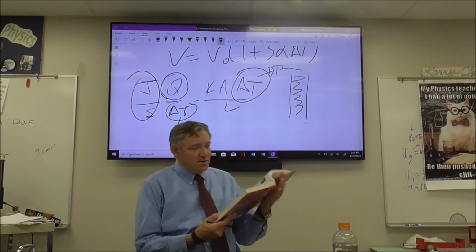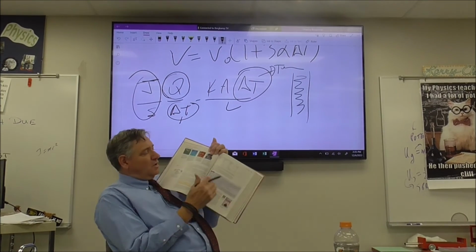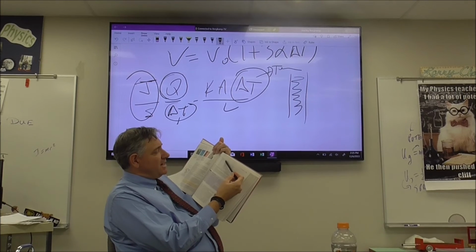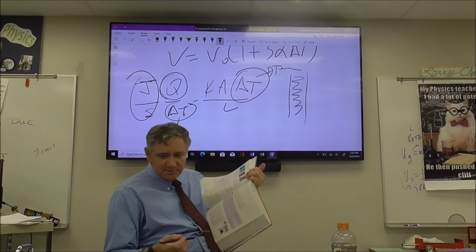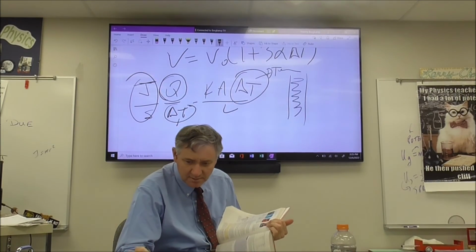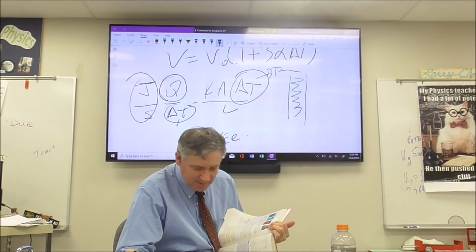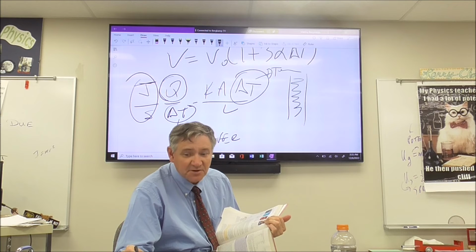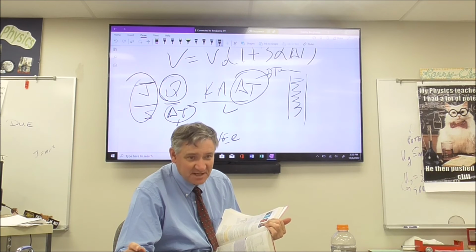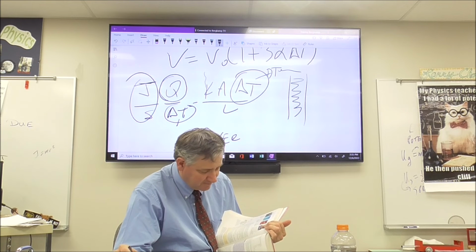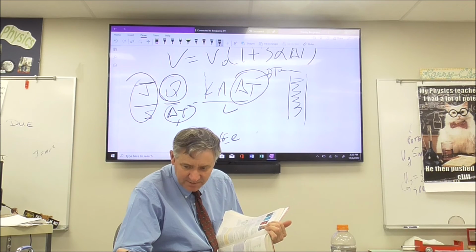Okay. So on page 385, it lists all these different materials, and it has the value of k. For example, silver, and it has some jacked up units when you look at it. Wait, k isn't Kelvin? No, this is lowercase k. Uppercase K is Kelvin. This is lowercase k.